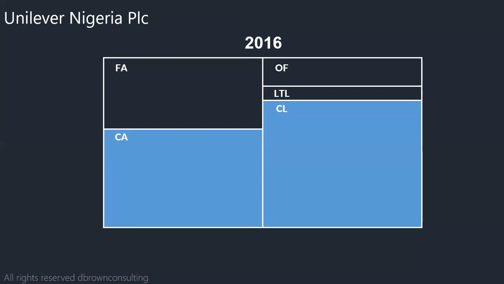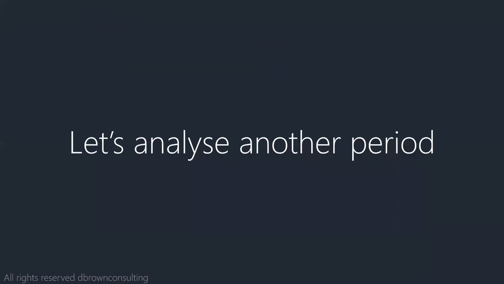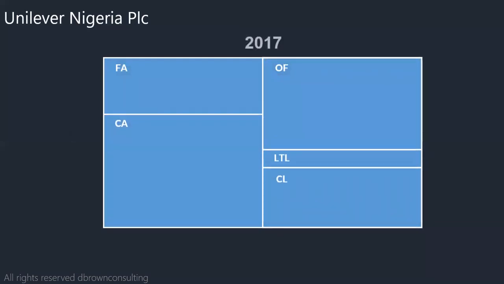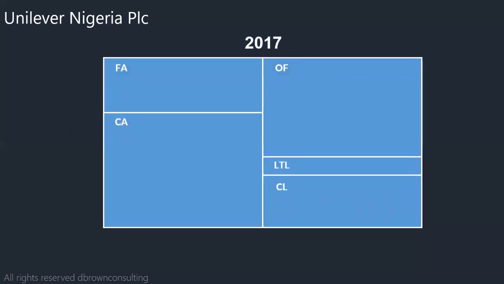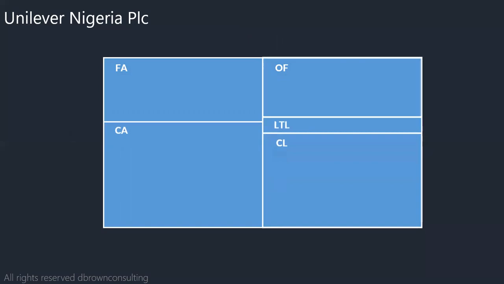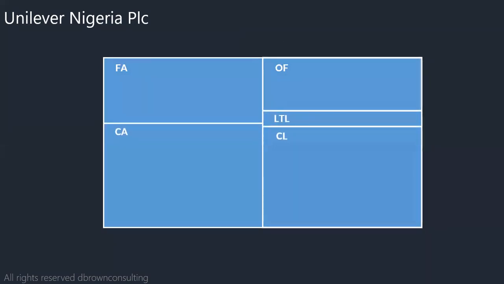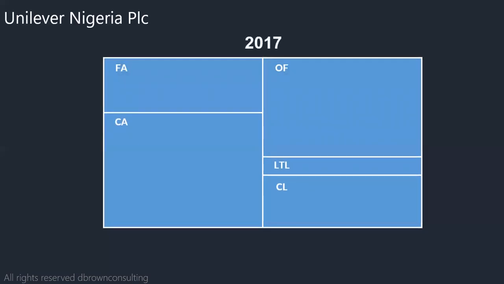And now this is 2016. So now let's take a look at another period. This is 2016, and this is 2017. Let me show you again. This is 2016 and this is 2017. The next thing is, what do you think happened?